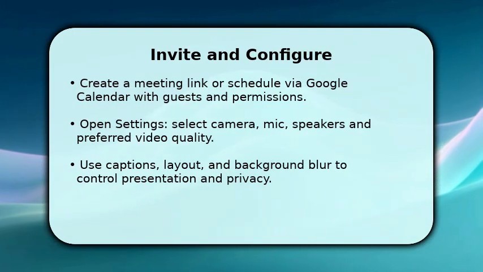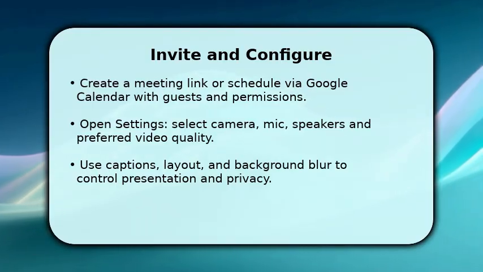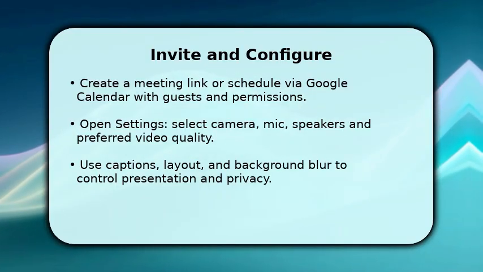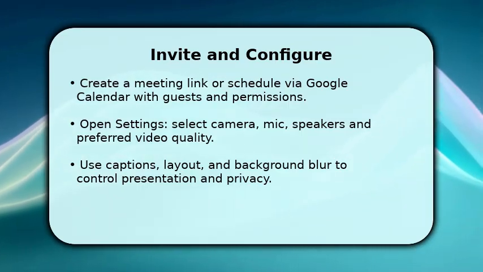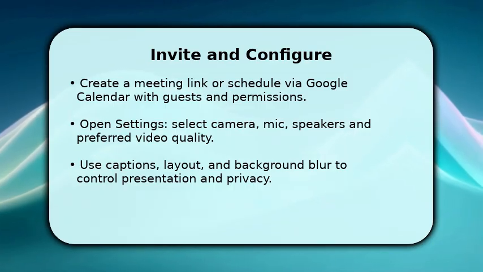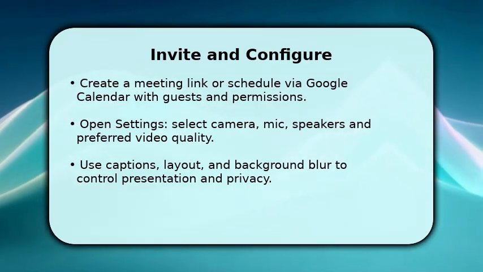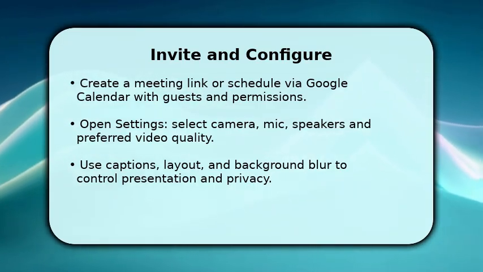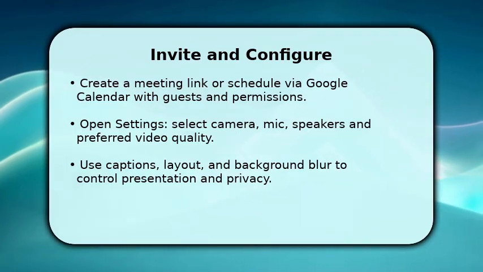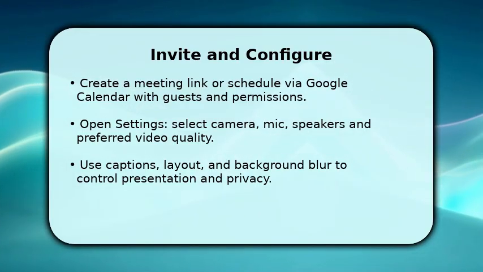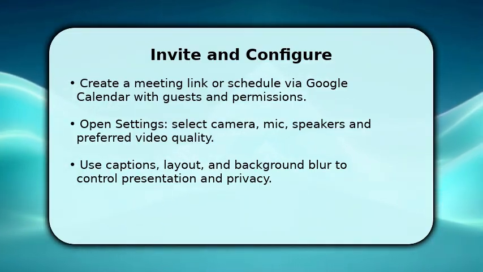Now set up the call experience and invite people. Schedule in Google Calendar or copy the meeting link and paste it into chat or email. Adjust guest permissions to control who can present. Make sure you select the correct camera, microphone, and speakers in Meet settings, and choose a video quality that matches your bandwidth. Once configured, enable captions or change the layout to focus on the speaker. You can also blur or replace your background for privacy during the meeting.